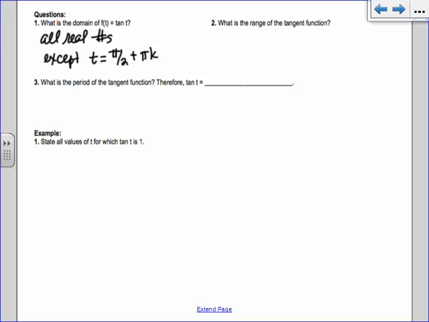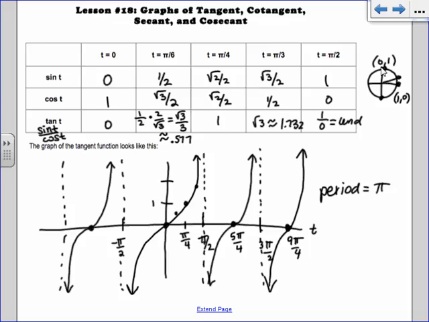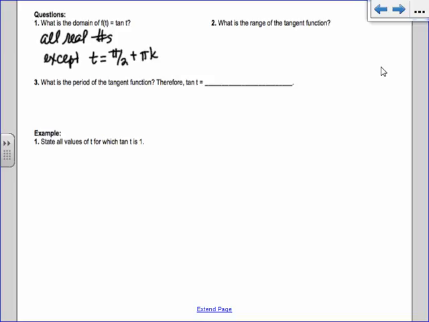And the range of the tangent function, well, if you talk about all the y values on the tangent function, it goes up forever. So the y values are actually negative infinity to infinity. We could write it that way, or you could say all real numbers. And the period of the tangent function, like I said, was pi. So tangent of t is equal to tangent of t plus pi or t minus pi or whatever you want to write.